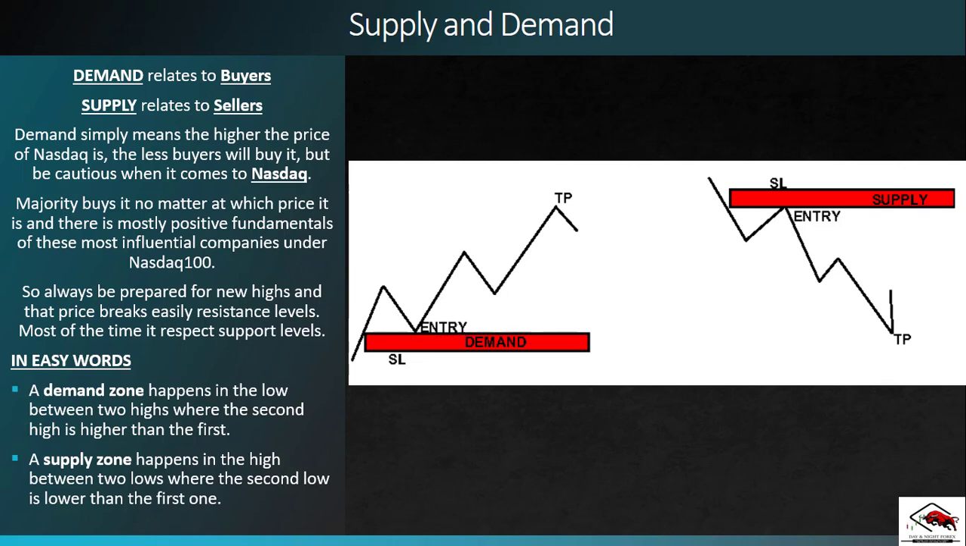Now, inversely, for the supply zone, we are looking at the two lows, the second low being lower than the first one, and then that high between the two lows is the zone that we're expecting the market to come back to retest before going down, forming our supply zone.